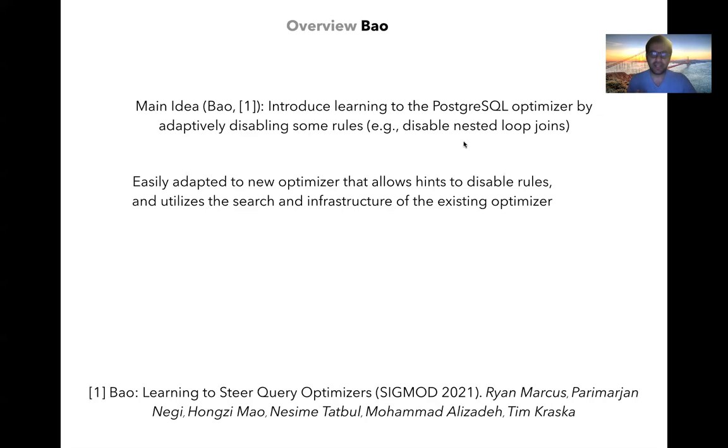The main idea was that in Postgres with DAO, we saw that if you disable certain rules, it can actually improve the performance of the optimizer in a sort of counterintuitive sense, because it is able to avoid potential pitfalls by just disabling those rules for particular queries. It's also an approach that is very easily adapted to a new optimizer, because you just need the hints to disable rules, which made it a good candidate for larger commercial systems.